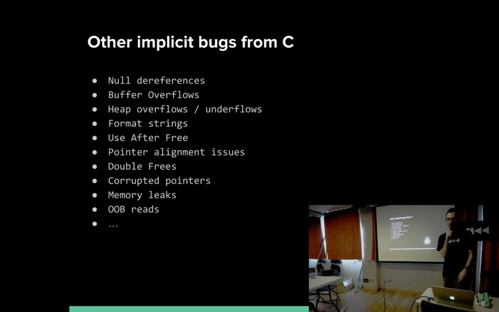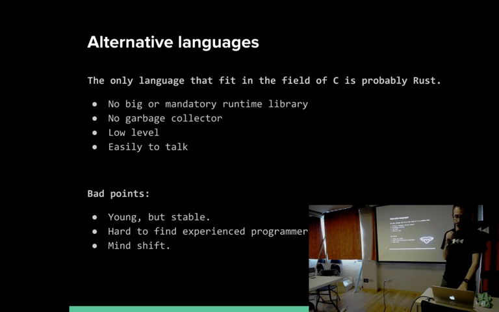Still have many other problems. This is some of them, but you can find many null references, buffer overflows, heap overflows, underflows, format string problems, use after free, pointer alignment issues, double free, corrupted pointers, memory leaks, etc. All these kinds of issues can be fixed with review, with tools or helpers that can give you some feedback before committing, etc. So this requires a lot of code review and some migration to the new contributors.